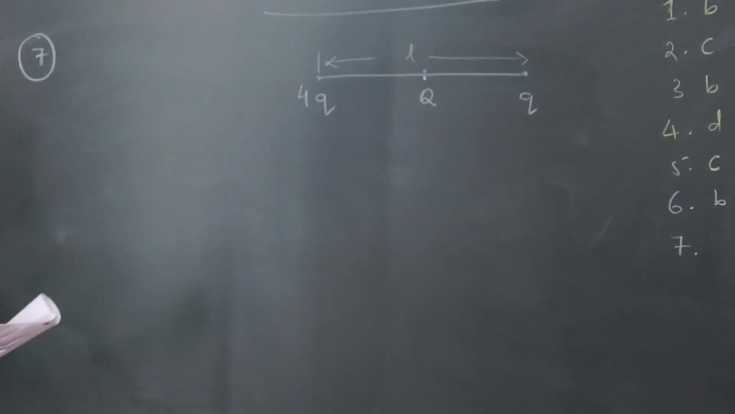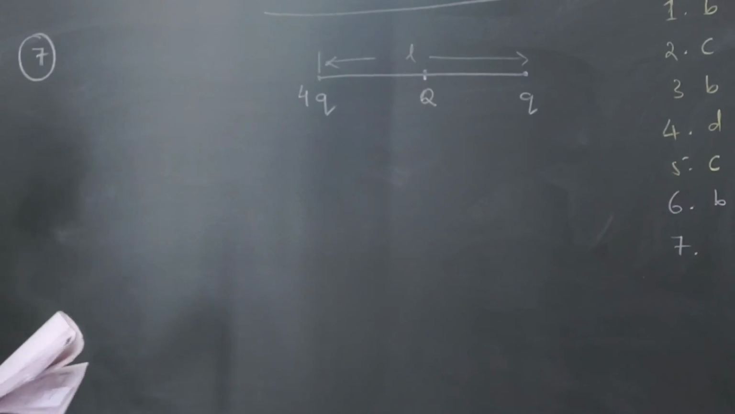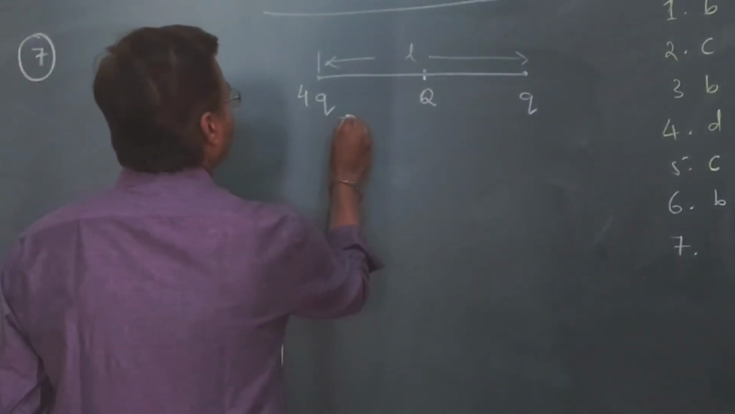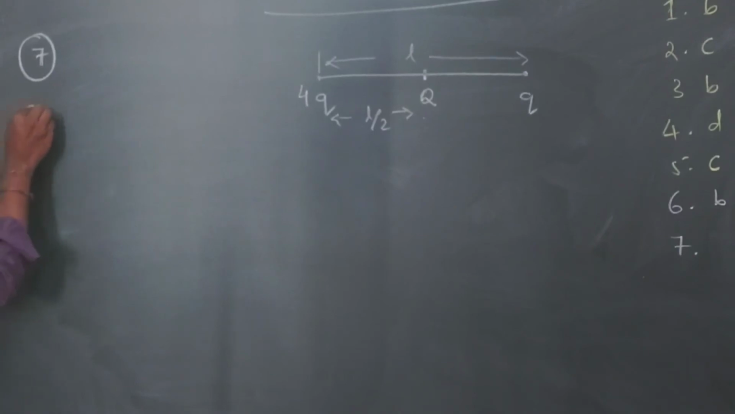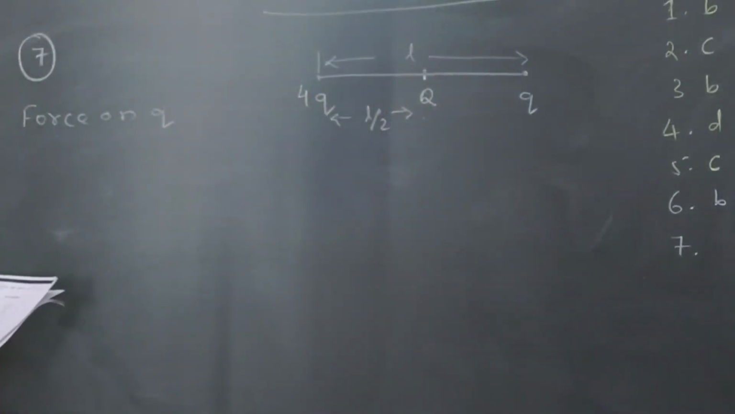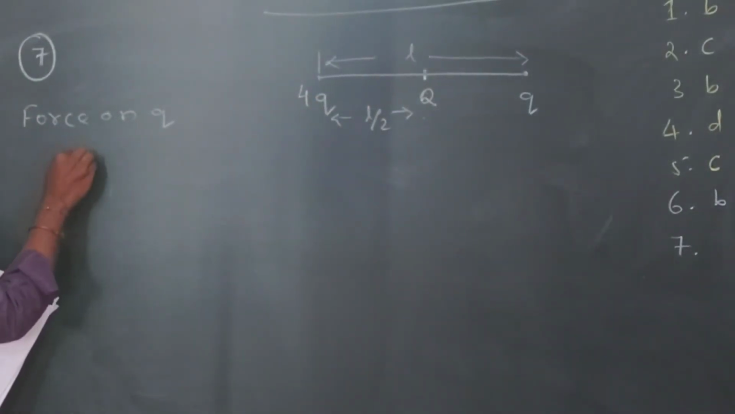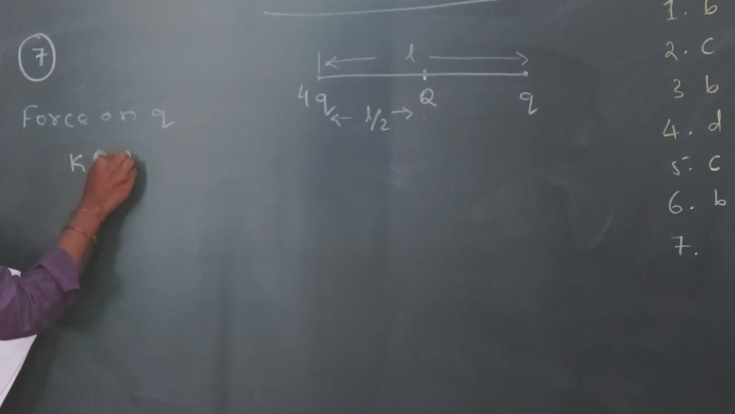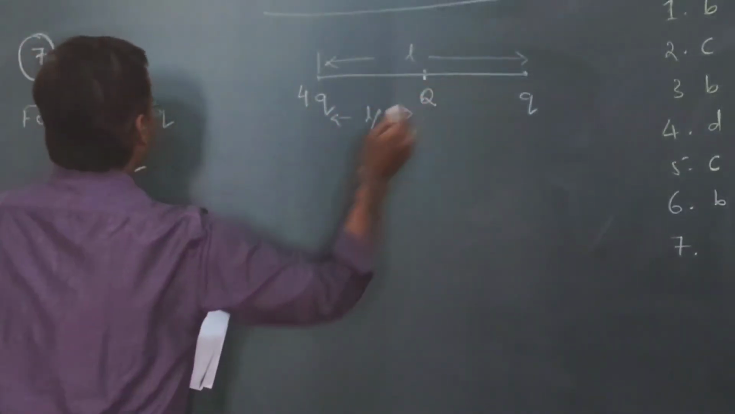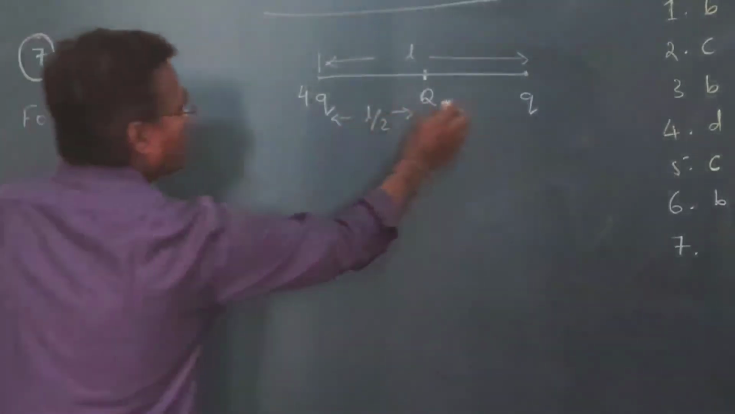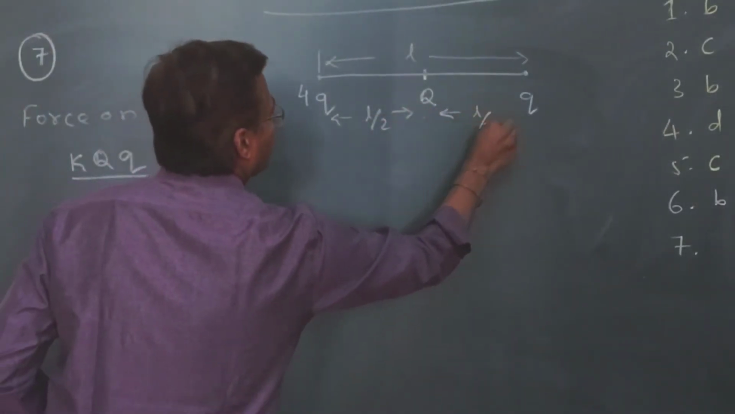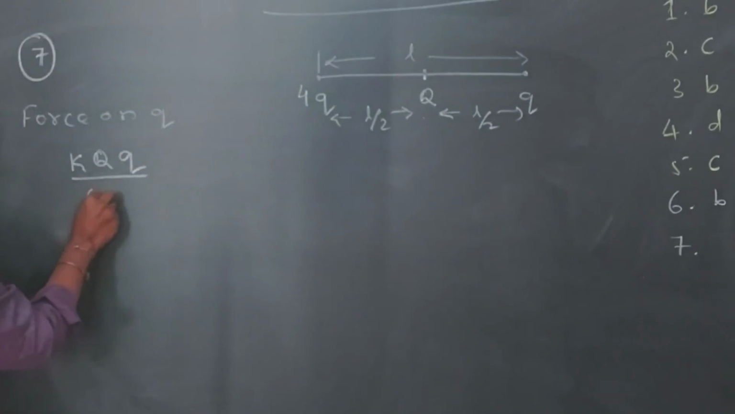So we are going to see the force. From here to here the distance is L by 2. The force exerted between the two charges, on Q from small q, is capital Q into small q divided by the distance from here to here, L by 2, whole square.